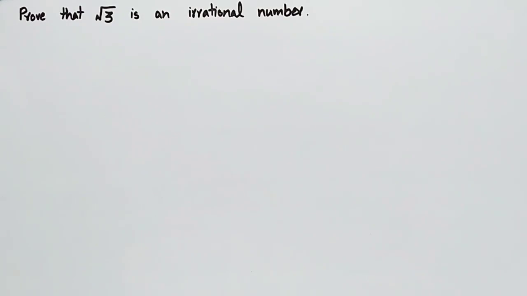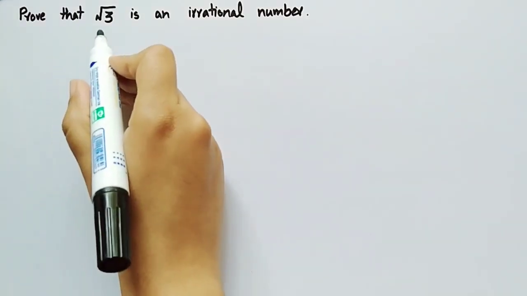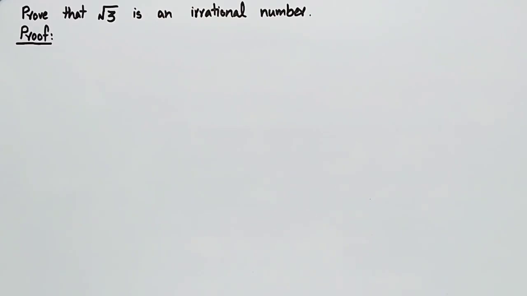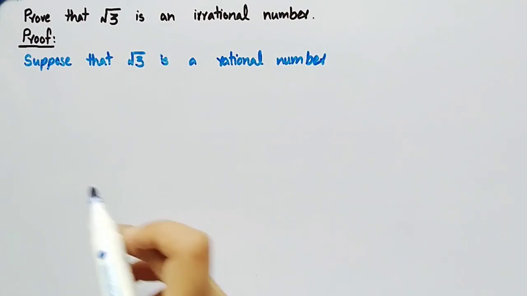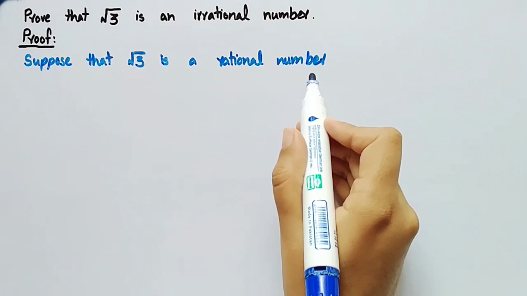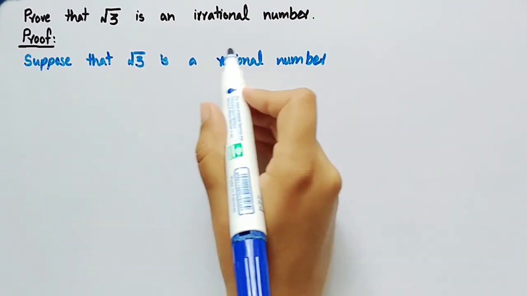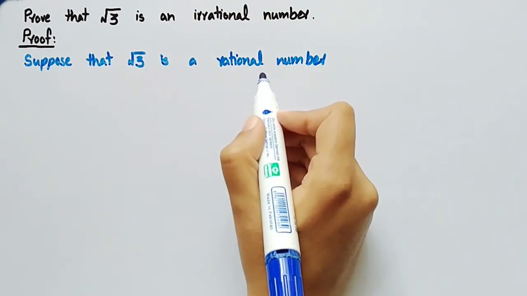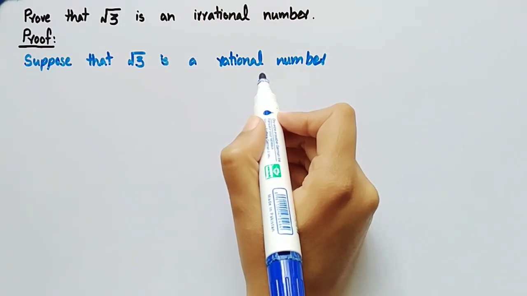In this video, we will prove that square root 3 is an irrational number. Now coming towards its proof, suppose that square root 3 is a rational number. We have to prove that square root 3 is an irrational number, but on the contrary, we suppose that it is rational, since we want to prove it by the contradiction method.